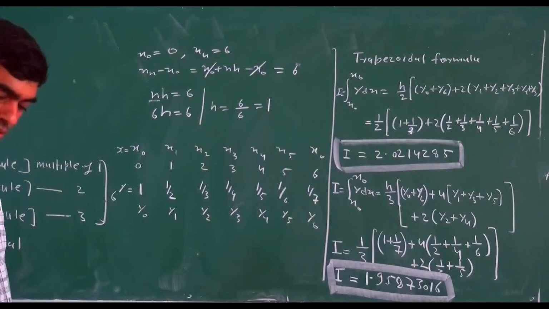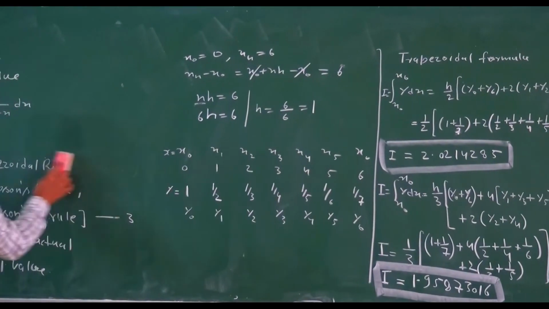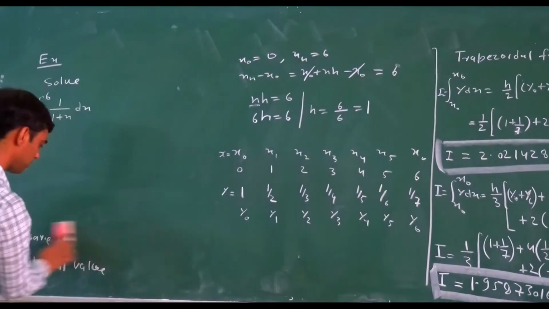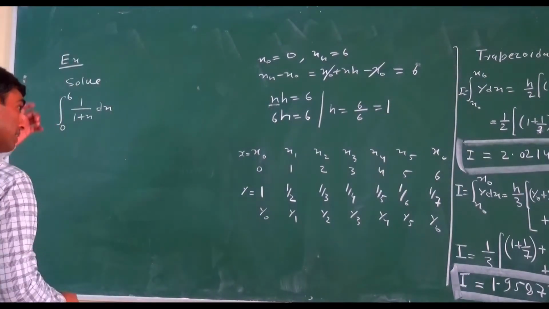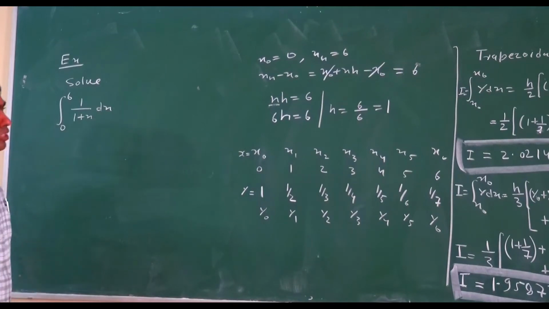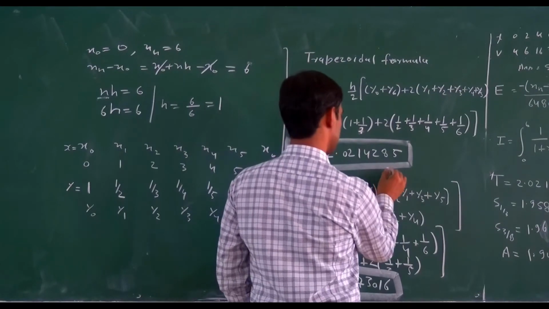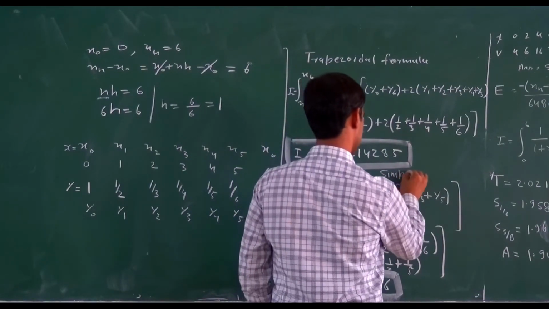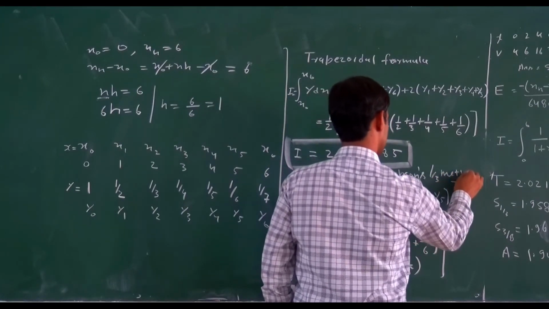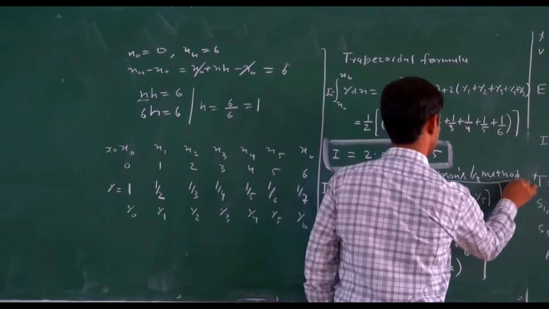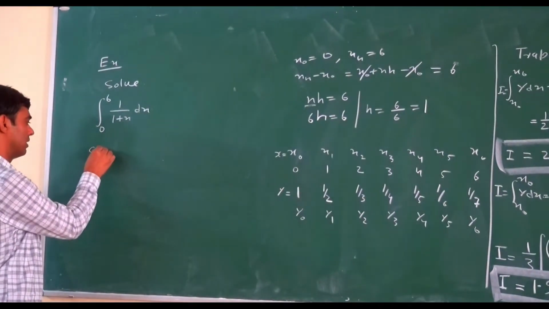Now we try to solve using the Simpson 3/8 method. So we raise this one. This one is the trapezoidal rule, and this one is the Simpson 1/3 method. Write down the Simpson 1/3 method. Now we find the value using the Simpson 3/8 method.